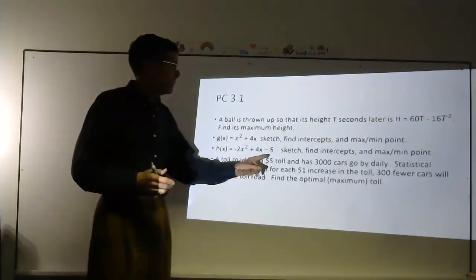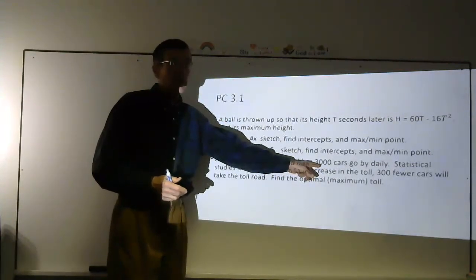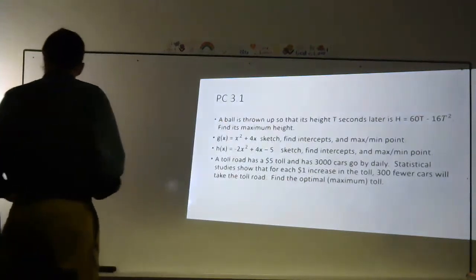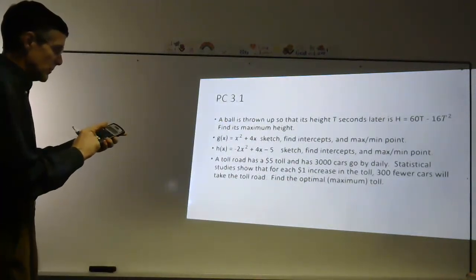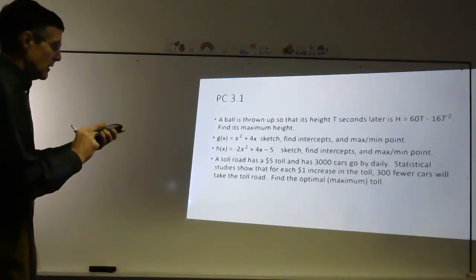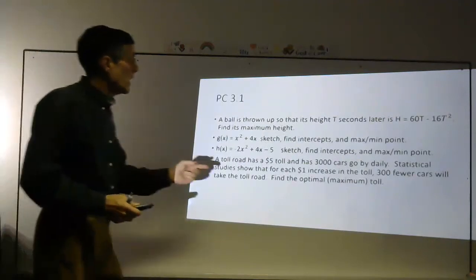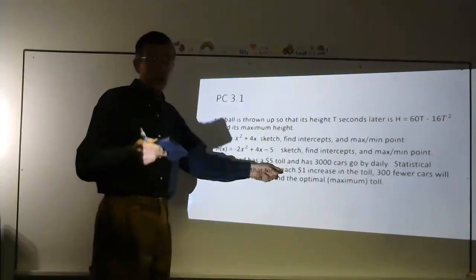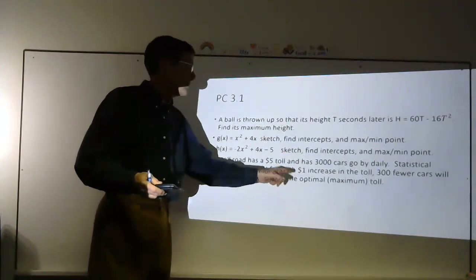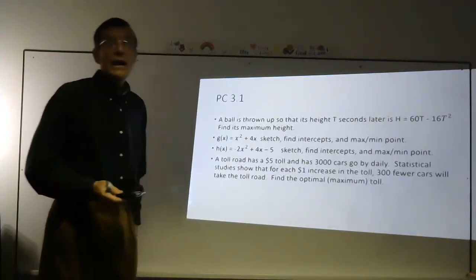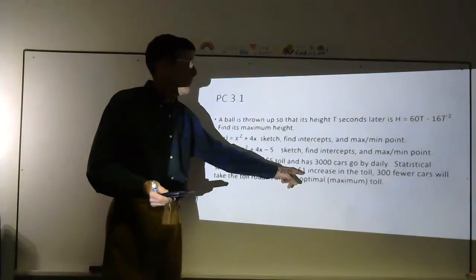Okay? If you put it up to $6, you're going to lose 300 cars. You're only going to have 2,700 cars go at $6. Should be able to do that in my head. 6 times 2,700 is 16,200. So even though you lost 300 cars, at 16,200, you're better than the 15,000 that you've made now. You see? So even though you lose some cars, you're better off.